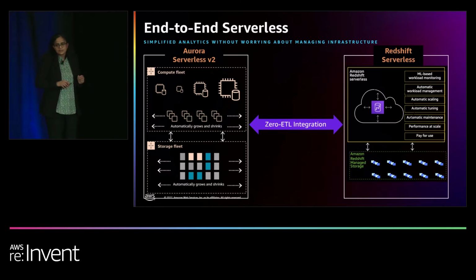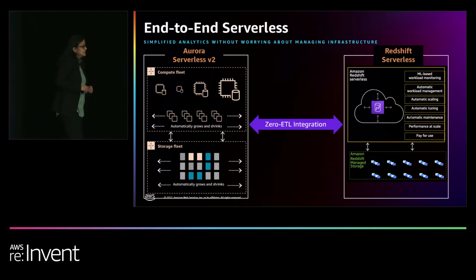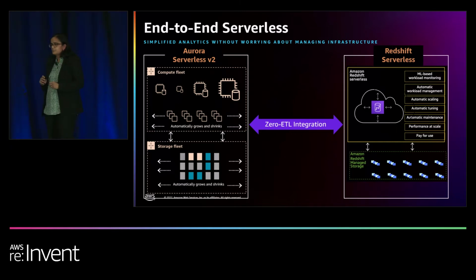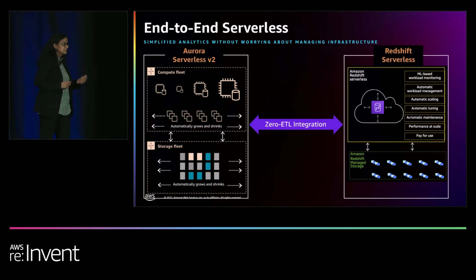Similarly, with Redshift serverless, you don't have to manage any clusters. Redshift automatically provisions the compute. It scales the compute to maintain performance. And as a customer, you just pay for what you use. So the idea is, by using serverless with zero ETL integration, not only are you able to avoid the complexity of the data pipelines, you don't have to think about infrastructure at all. Both Aurora and Redshift scale automatically according to the incoming data demands and maintain performance.